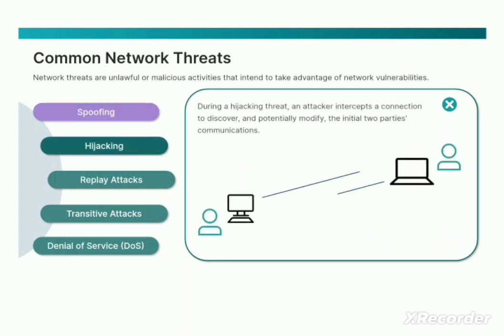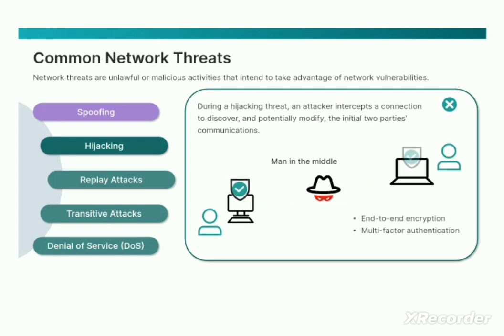During a hijacking threat, an attacker intercepts a connection to discover and potentially modify the initial two parties' communications. Man in the middle is an example of a hijacking attack. To prevent it, end-to-end encryption with multi-factor authentication provides confidentiality and validates the initial two parties.